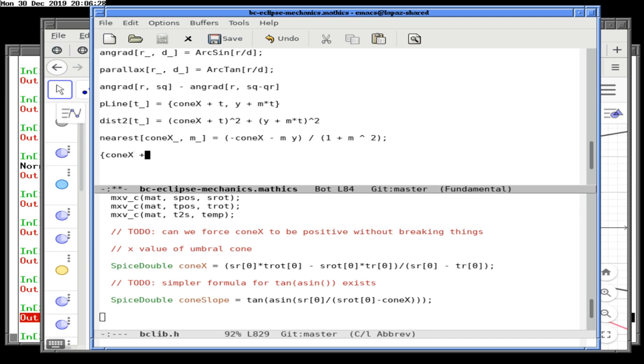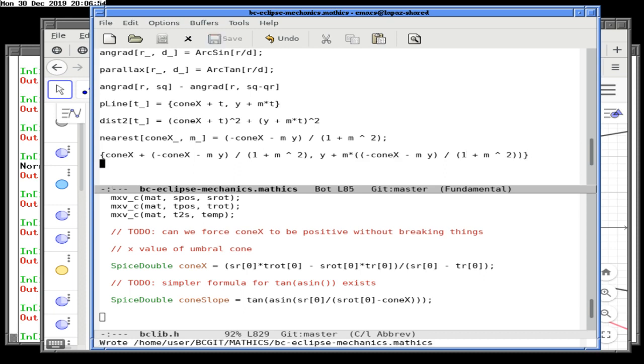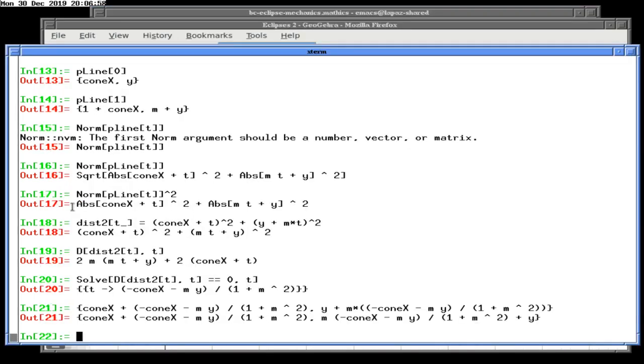Cone X plus this, that's the X value, and Y plus M times this value. That did not really go as well as I expected. Worse than planned. Okay, hang on. Y plus M times this whole thing, close off. So this is the point we want, and I'm now beginning to think we might want to get it another way, because this is not as helpful as I thought it would be.